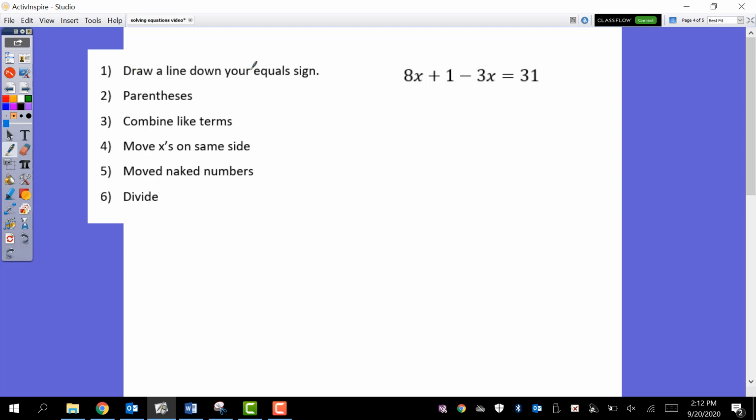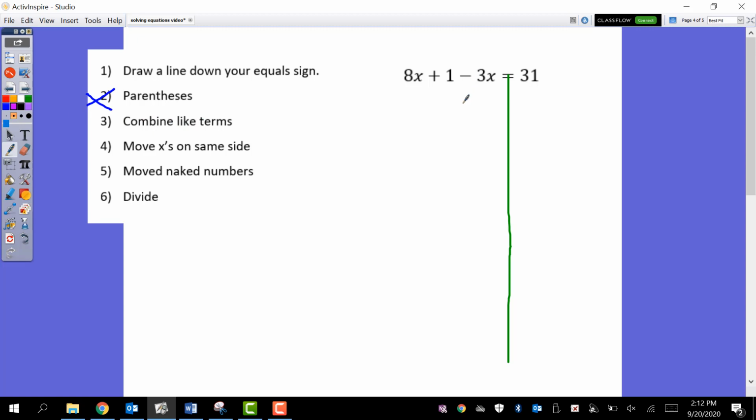So, starting it out, draw the line down the equal sign. Where's my equal sign? Right here. Draw the line. Second step, are there parentheses? Do I look? I look. No parentheses. We're not doing it. Great. Next step, combine like terms.